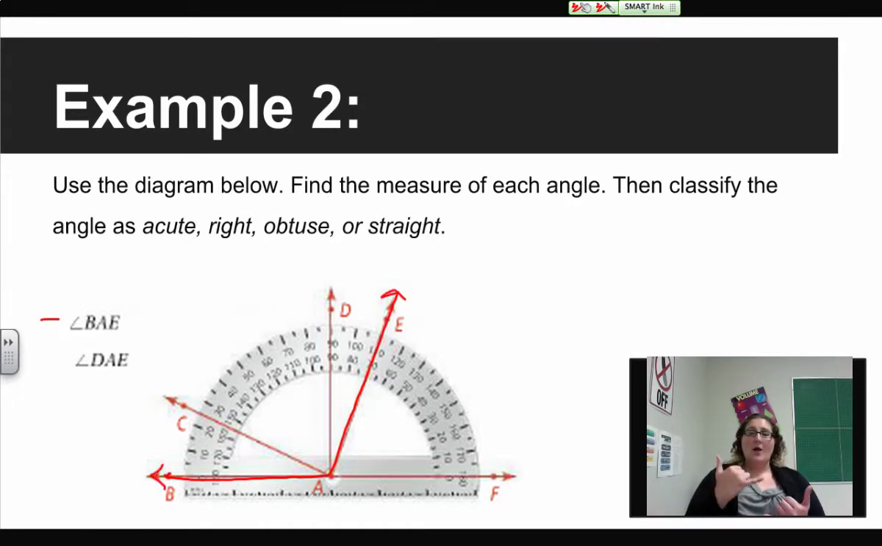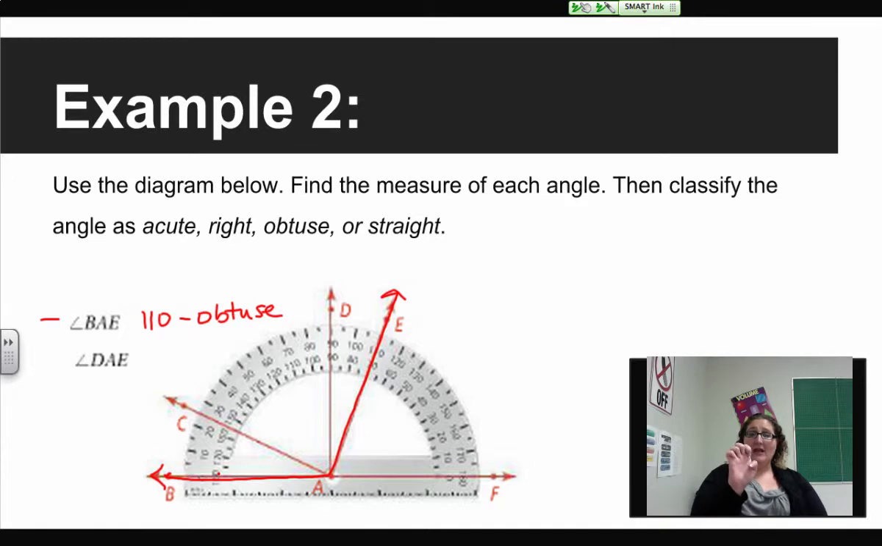Now when I'm looking at this one, to get the zeros, the 0 is on the outside, so I'm using the outside marker, and I'm going to go all the way over. So this appears to be 110 degrees. And if it's 110 degrees, it's greater than 90, so that means it's obtuse. Okay.